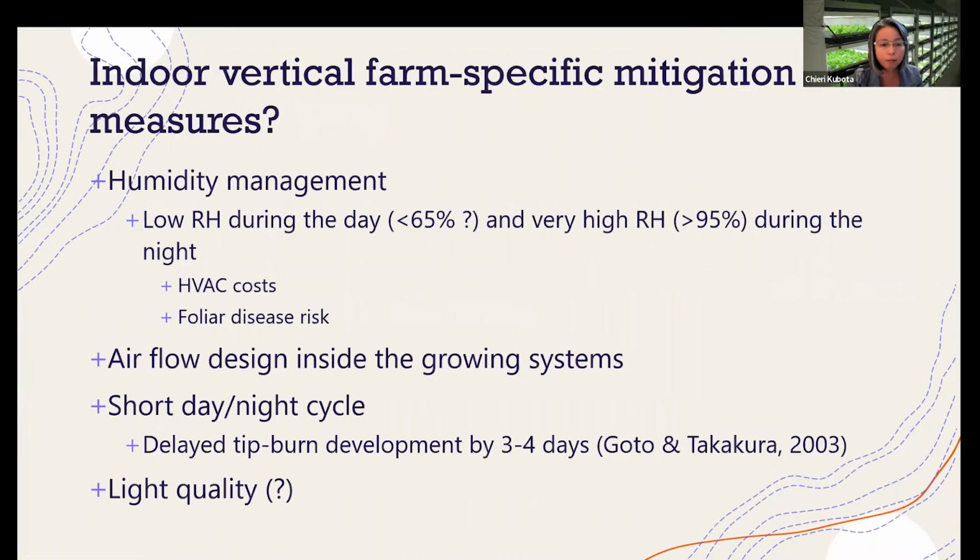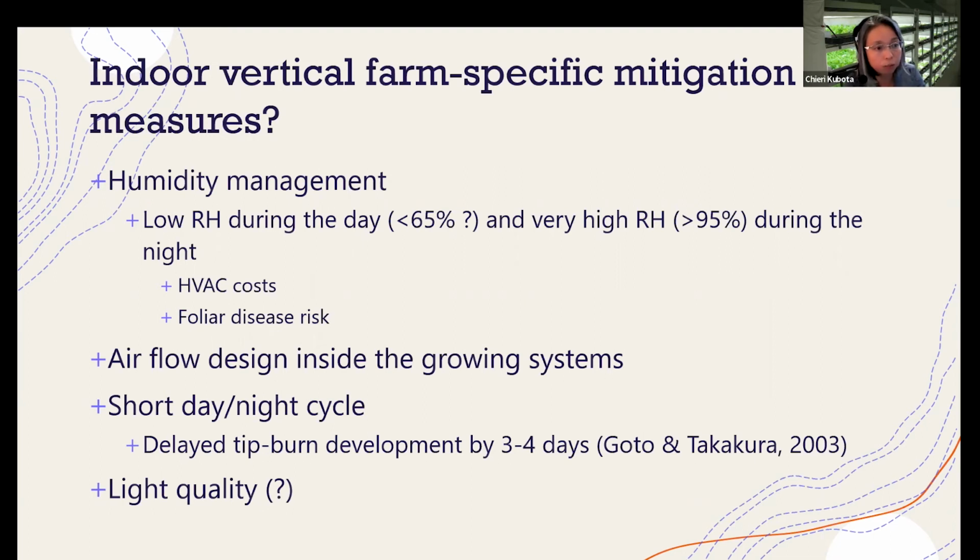So there are mitigation measures. And so what about indoor specific mitigation in addition to those I talked about? So one is humidity management.